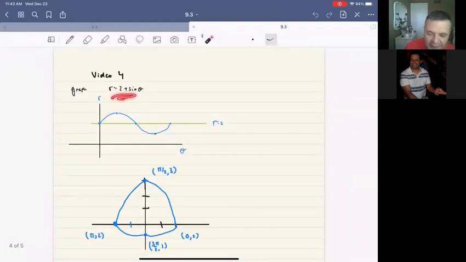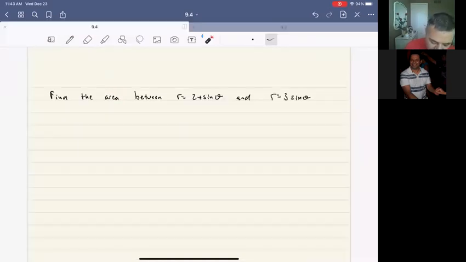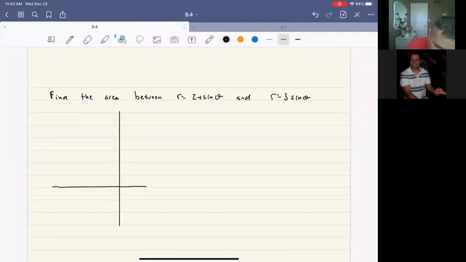r equals 2 plus sine theta. If you looked yesterday on video 4, we graphed it. So I'll just go ahead and graph that one real quick. It looks something like this. Remember, it was a little acorn thing.